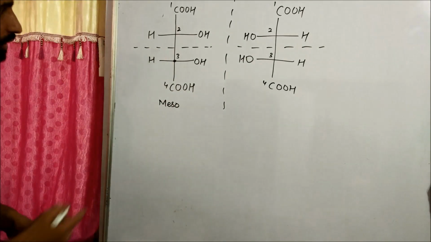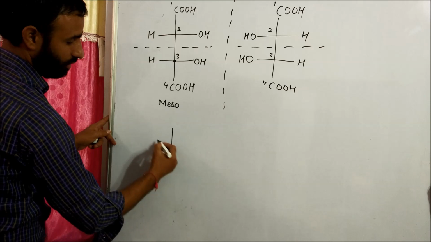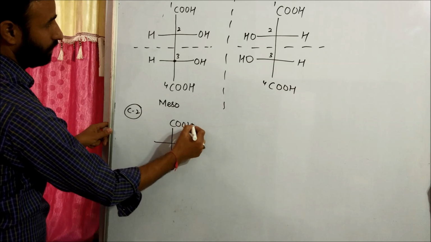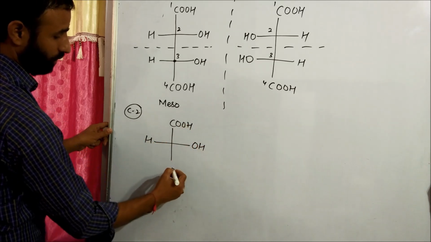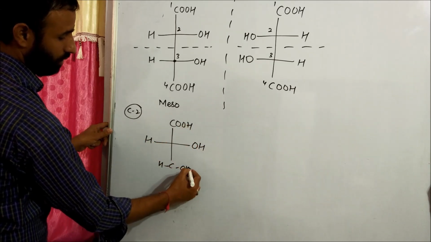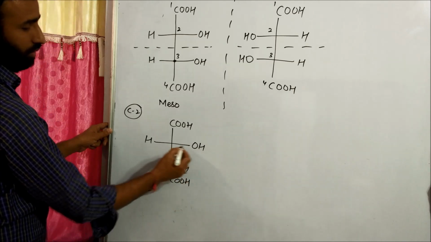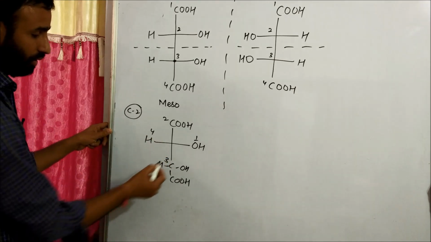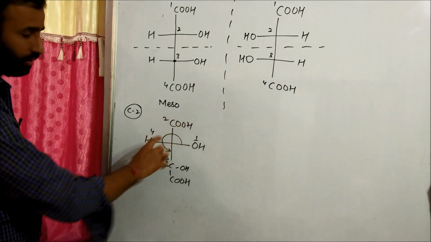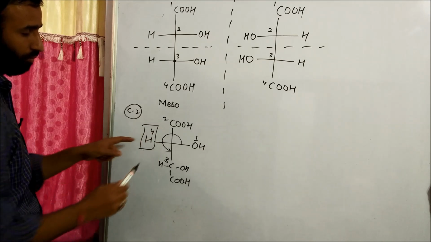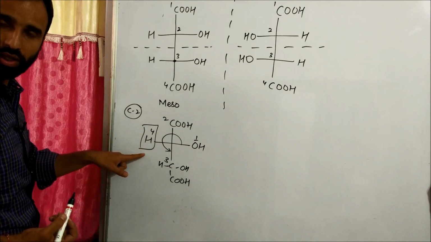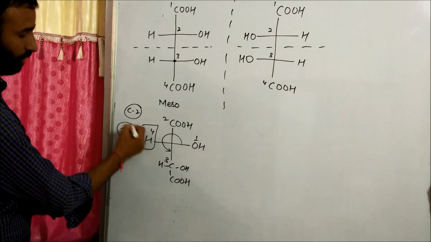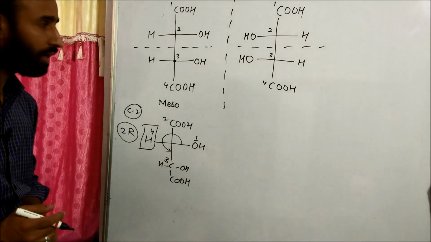Now let us discuss. On the second carbon, COH, H, OH, this whole. 1, 2, 3 and 4. We go anti-clockwise with the lowest priority number horizontal, so it is R. So at position 2 it is R.